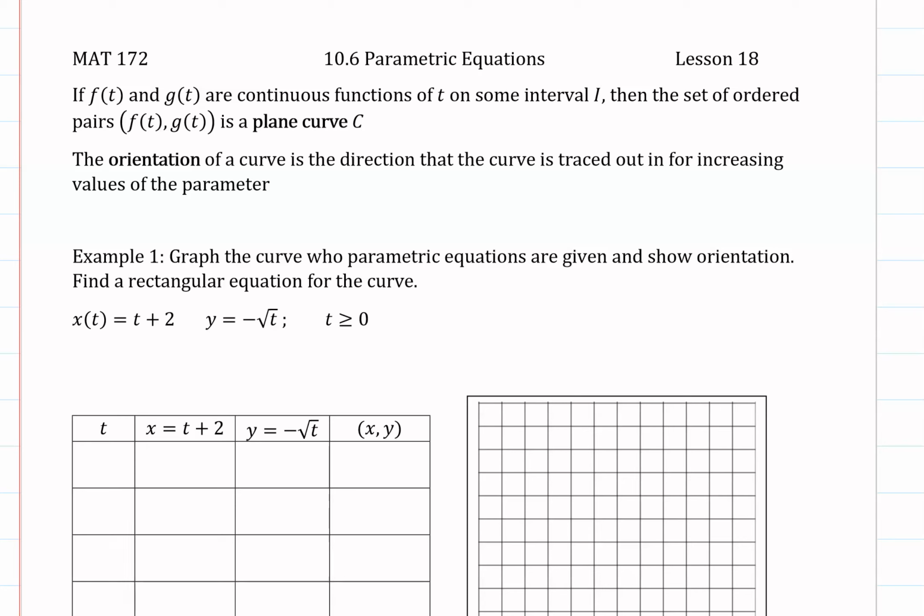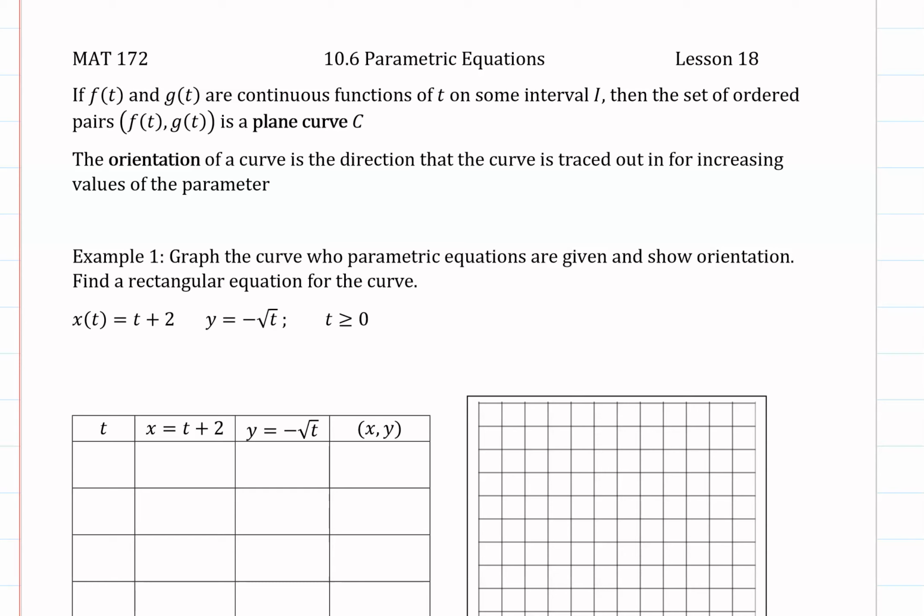In this video, we are going to introduce what parametric equations are and look at our first example. So we have a definition at the top here that reads, if f of t and g of t are continuous functions on some interval I, then the set of ordered pairs f of t, g of t makes a plane curve. So f and g are our parametric equations.